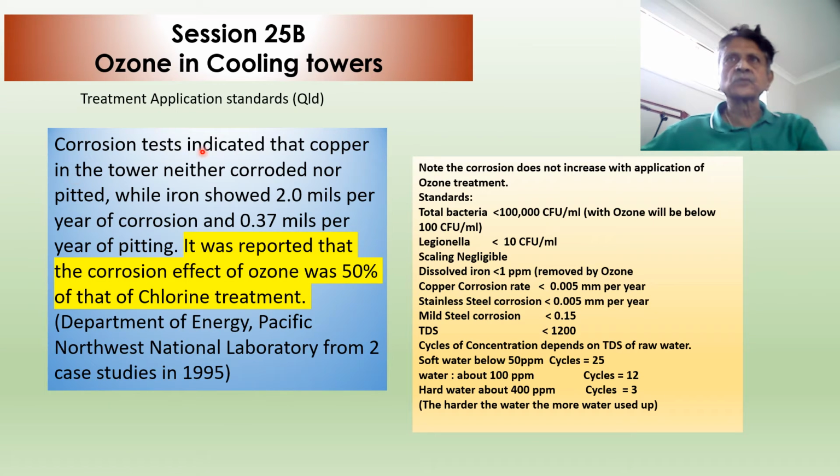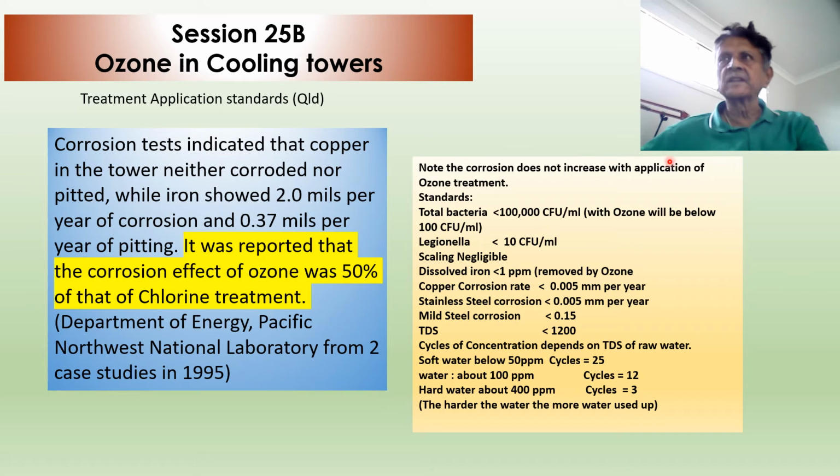The corrosion tests were done in this national laboratory on 2 case studies in 1995. The iron showed 2 mils per year of corrosion and 0.37 mils per year of pitting. It was reported that the corrosion effect of ozone was 50% of that of chlorine treatment. So this is a comparison of chlorine against ozone.